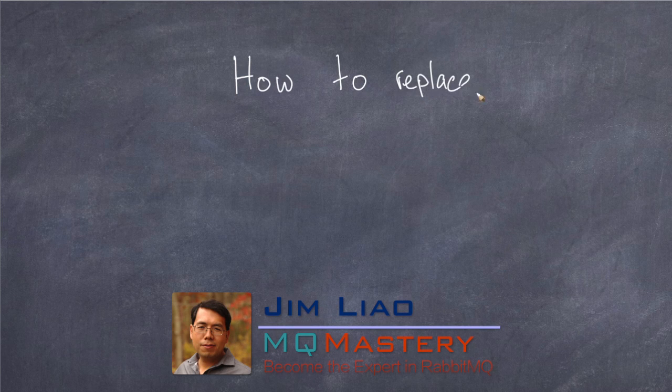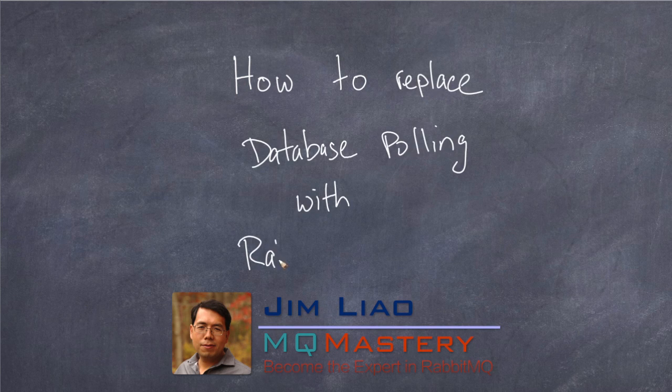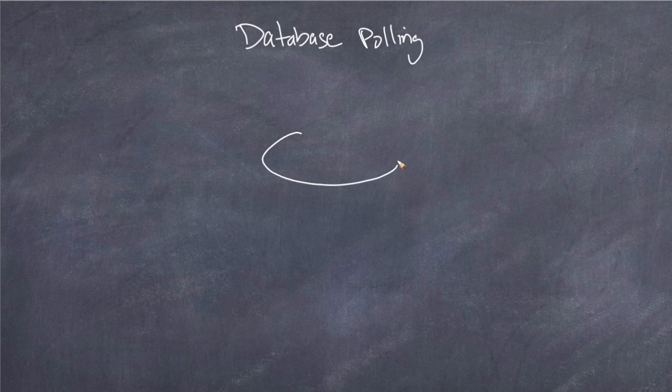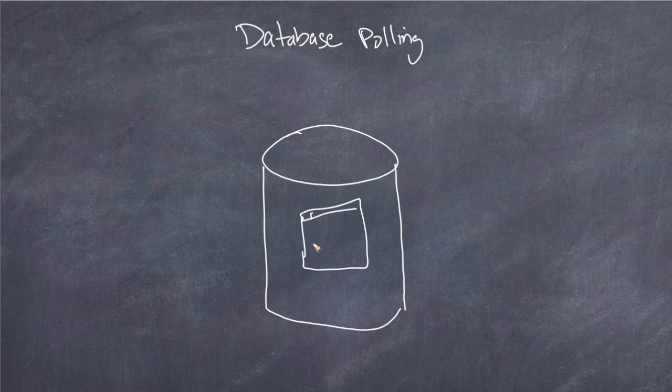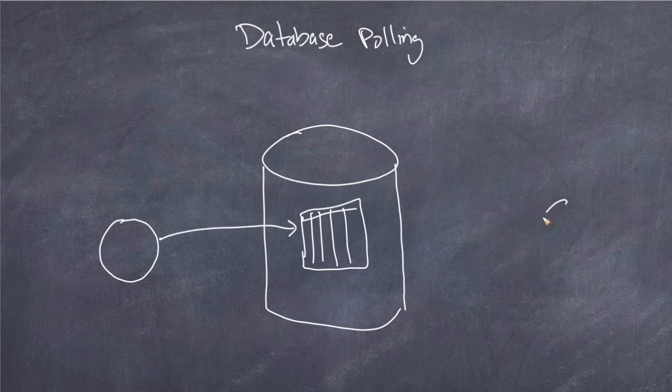In this video, I want to show you how to replace database polling with RabbitMQ. So let's talk about what database polling is. Here I have a database, and inside this database I have a table that serves as a way to capture some requests. Then I have a process that puts data into this database, and another process that queries this table for any new data that is coming in.